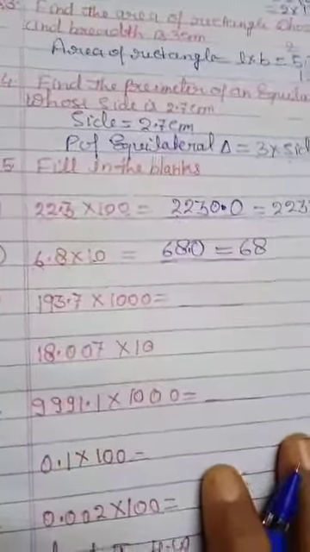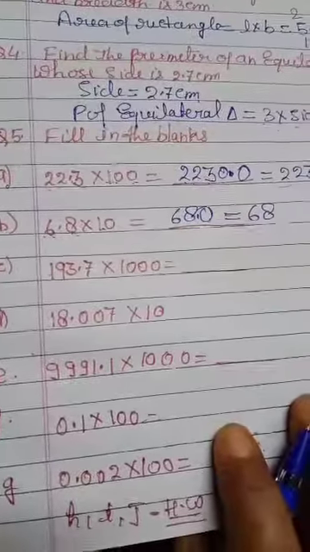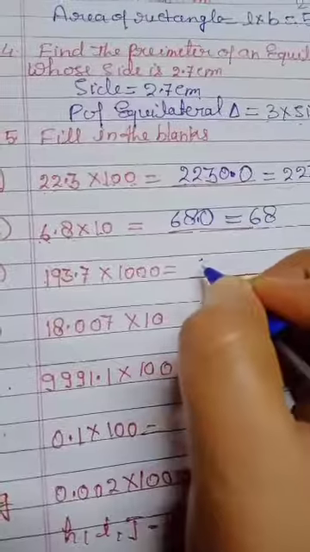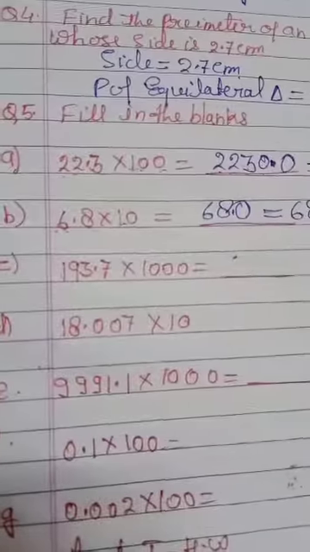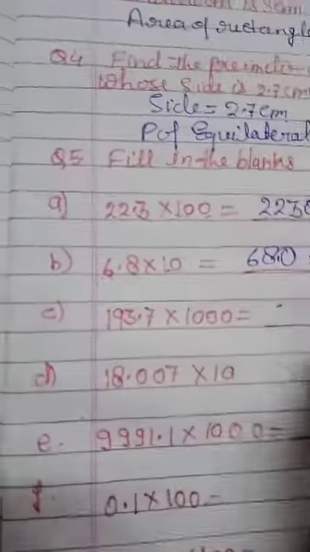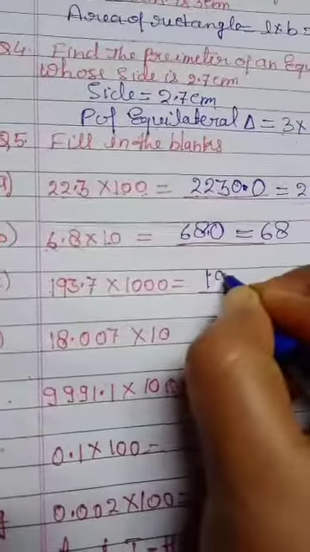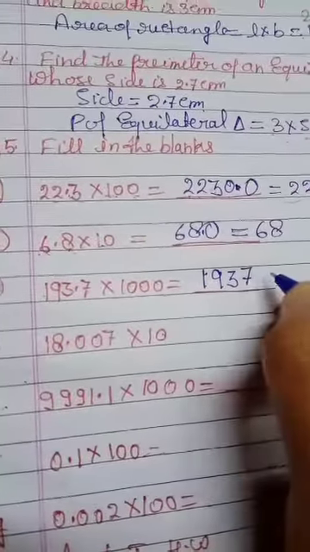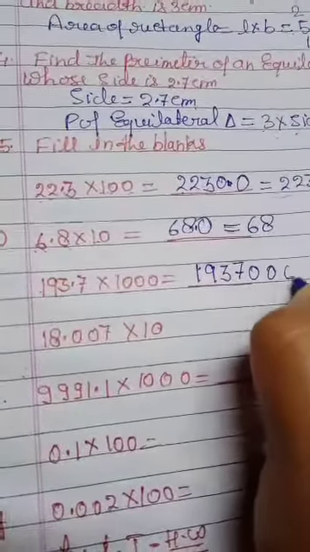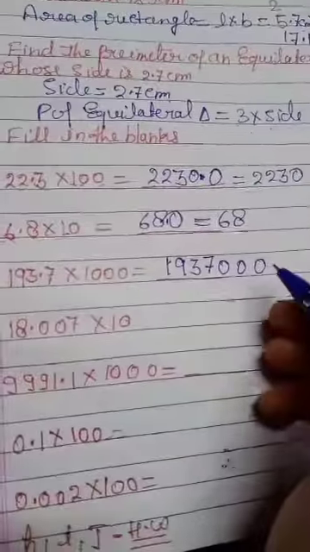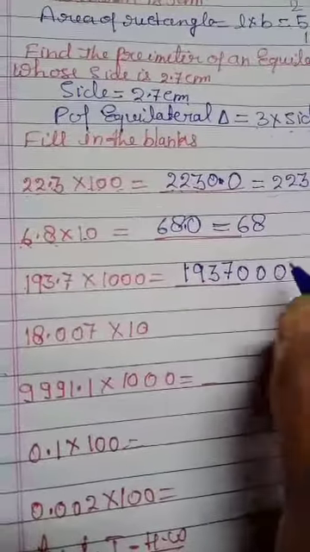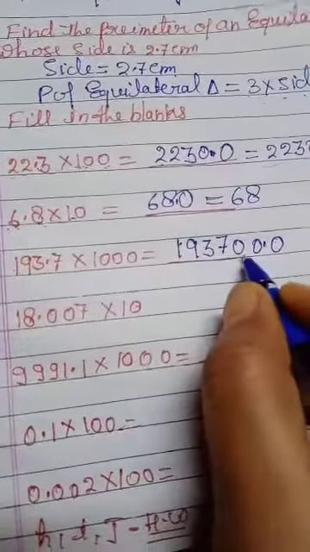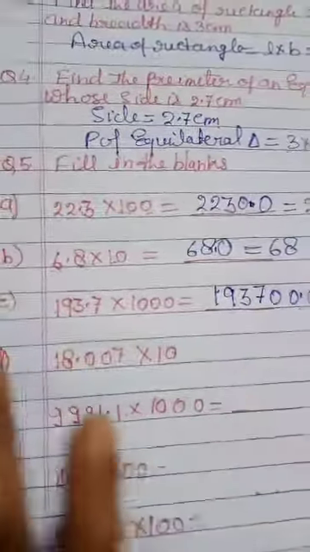Now see the next question, 193.7 multiplied by 1000. How will you do it? First write the number, whatever number is there. The decimal we will deal with later. 1937. How many zeros will come in front of that? 1, 2, 3. After how many places do you have to put the decimal? One place from the left. So it will be your answer, 193700.